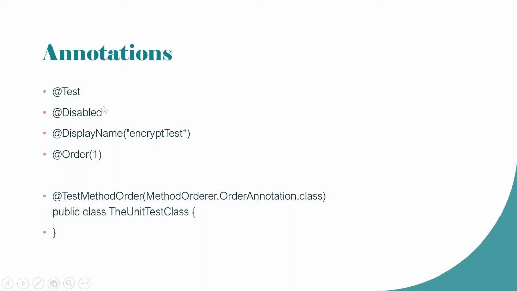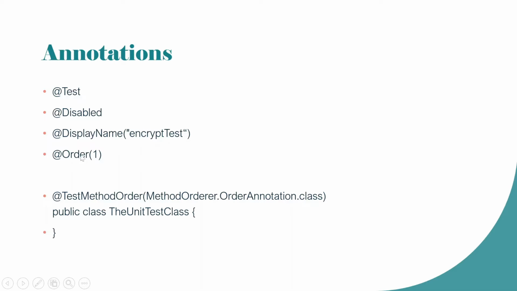There's a Disabled annotation which allows us to disable certain unit tests. There's also a DisplayName so that we can name the unit test in the display. When it runs, we can see which unit test ran. It's like giving it a comment. If you don't use this, it uses the method name, but sometimes it's useful to use the display name.